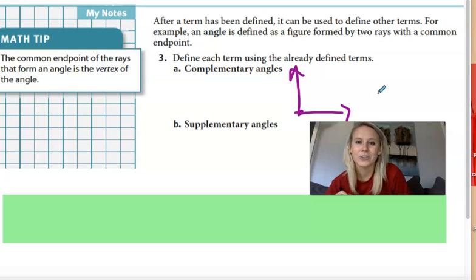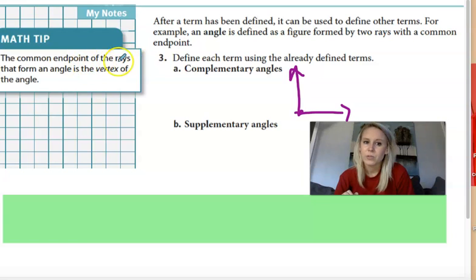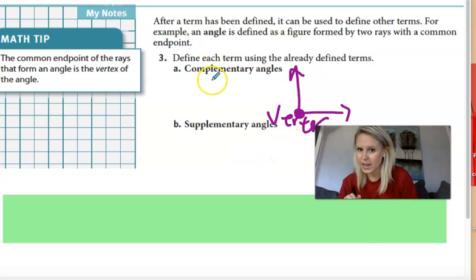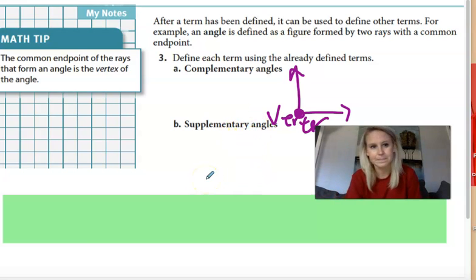All right, so I want you guys to try and define complementary angles and supplementary angles. We're seeing what you remember from your middle school days. A math tip over here says the common endpoint of the rays that form an angle is the vertex of the angle. So that's a fancy way of saying, where your rays meet, that's the vertex. Okay. All right, so again, define A and B on your own sheet of paper, and then we'll go over the answer. Press pause.